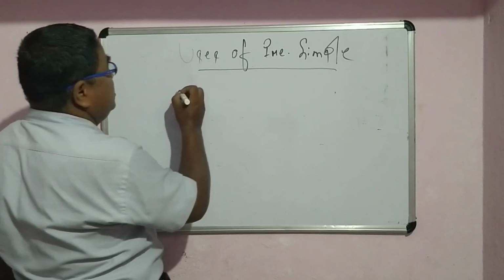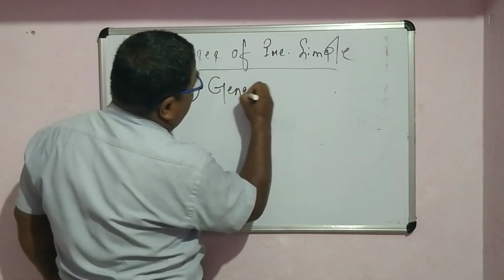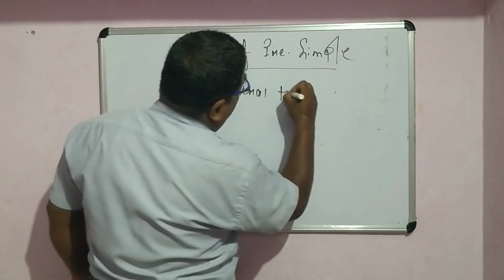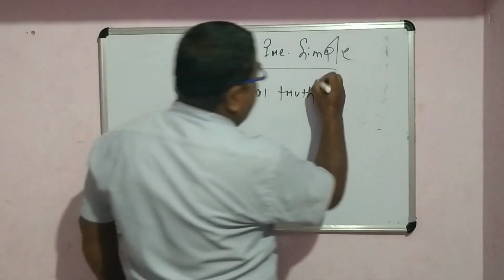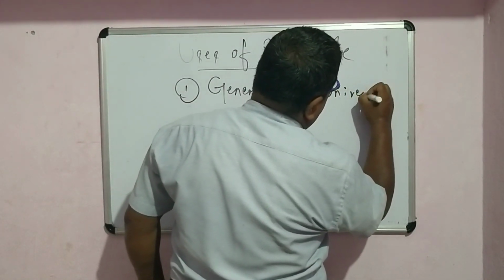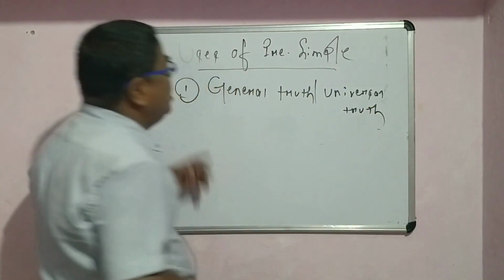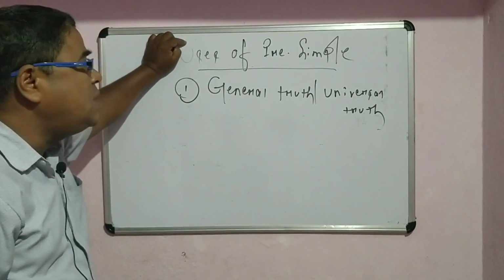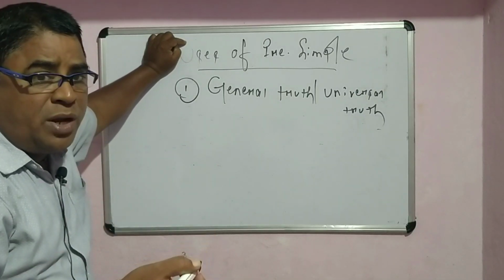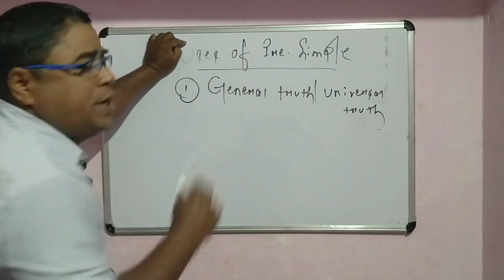Present simple is used, remember, on these three rules. Number one, general truth. What is general truth? The truth that is generally accepted by the people. It is also otherwise known as universal truth. So when there is general truth or universal truth, you use present simple. It could be your be verb present simple, it could be your have verb present simple, or it could be your other main verb present simple, as I have already told you.